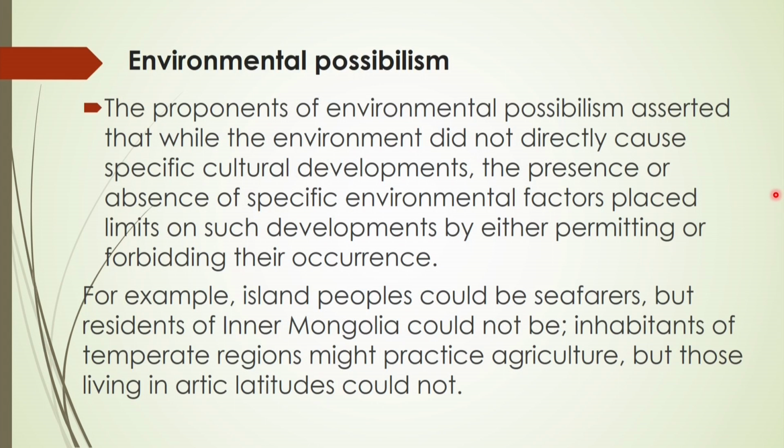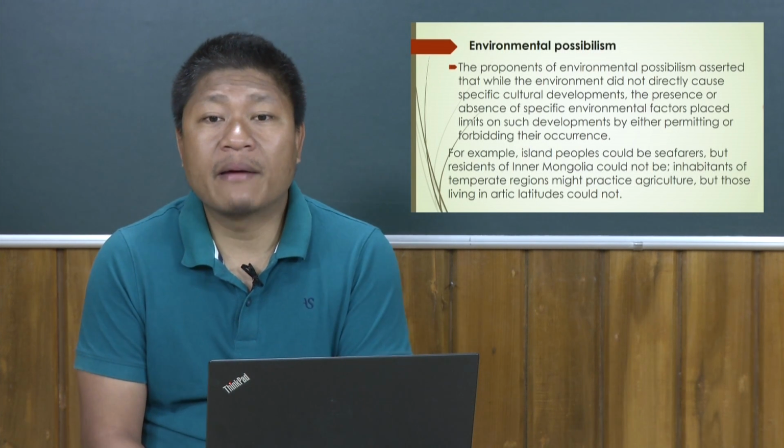Now, we will briefly look at the second, that is environmental possibilism. What then is environmental possibilism? The scholars who propagated it, the proponents of environmental possibilism, strongly asserted that while the environment does not necessarily directly cause or influence specific cultural developments, the presence or absence of specific environmental factors places limits on such development by either permitting or forbidding their occurrence.